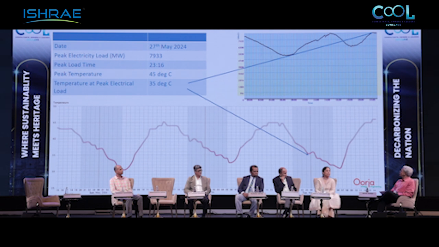Let's look at the peak loads. Now, peak loads have started moving to later in the night. This is Delhi on the same day it had hit 50 degrees centigrade. You could see the peak load was at 11 p.m. in the night when it was 35 degrees centigrade, not at 1 or 2 p.m. when it was 45 degrees centigrade. And Delhi is not an anomaly.